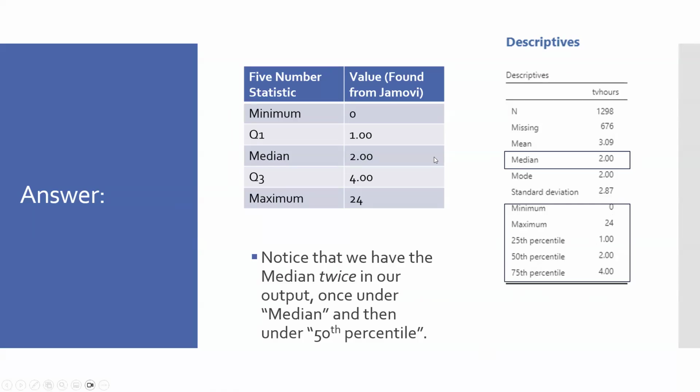But the minimum here was 0. Q1, the 25th percentile, is 1. The median, which is 2. The third quartile, which is 4. And the maximum, which was 24. Not too shabby.